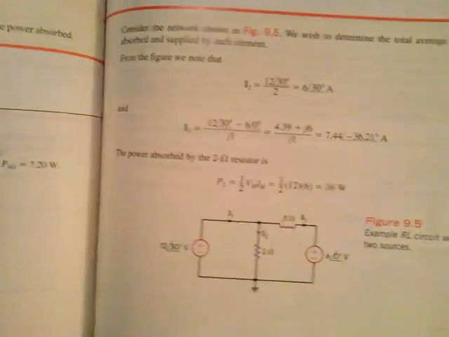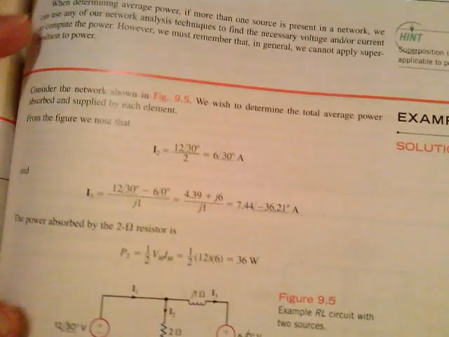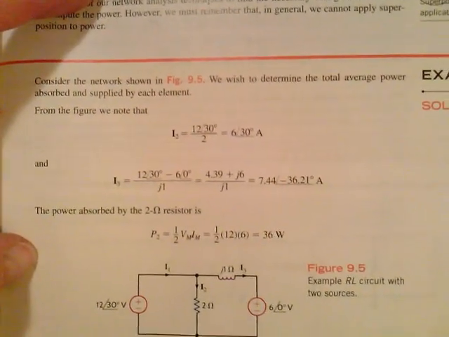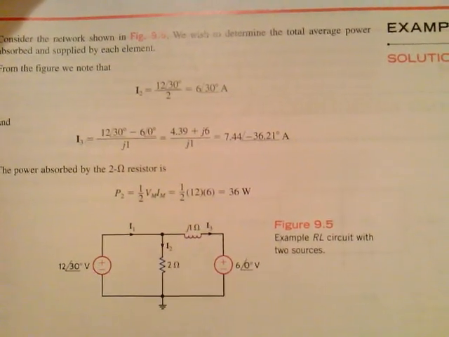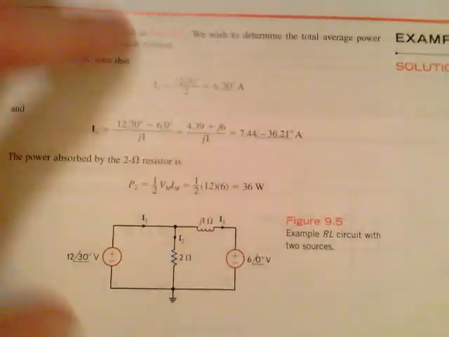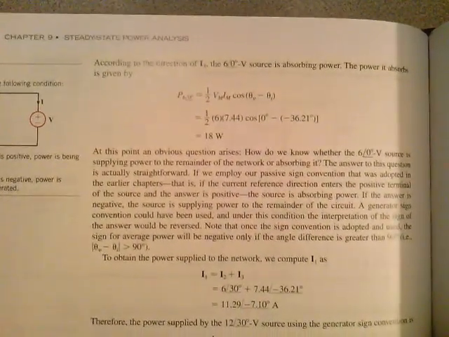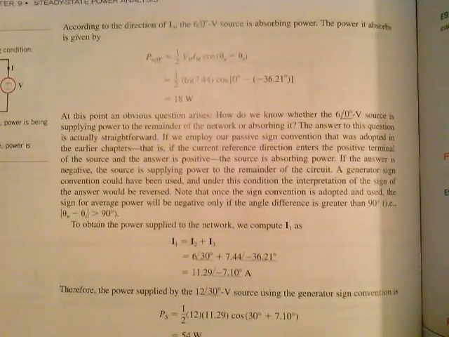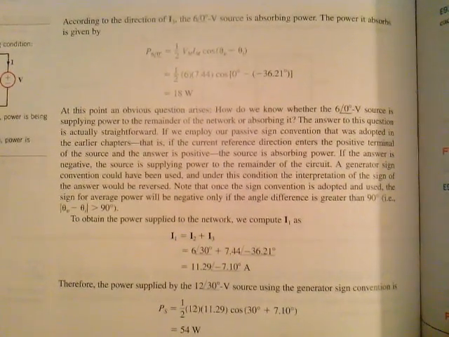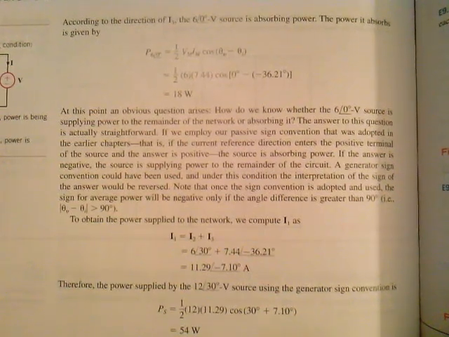This book is loaded. The books are loaded with examples here. The example 9.4, find that in your textbook. And there's the circuit. And then we just go through the analysis. These are simple analysis problems. There's nothing difficult here with these analysis problems. Take a look. There's the answer. The answer is 54 watts, 18 watts and 54 watts.